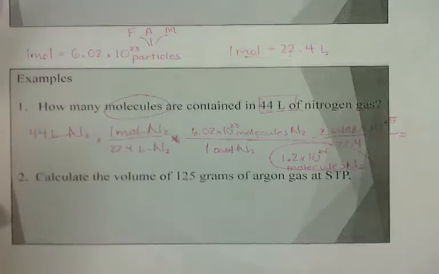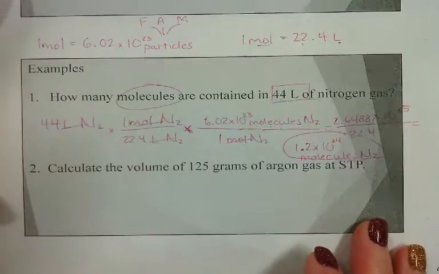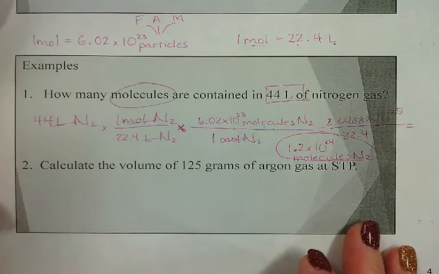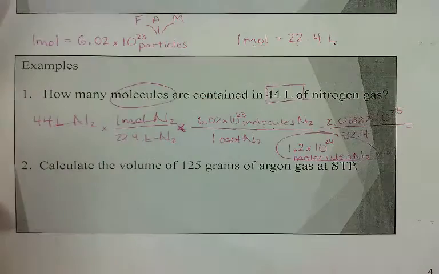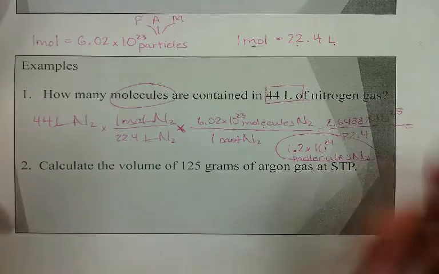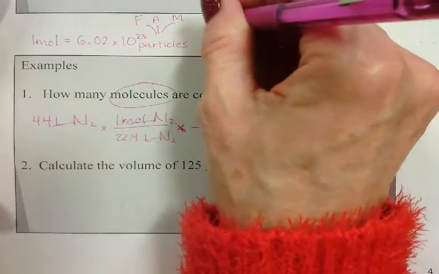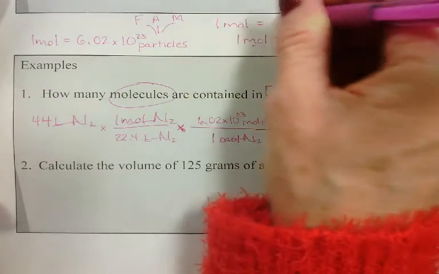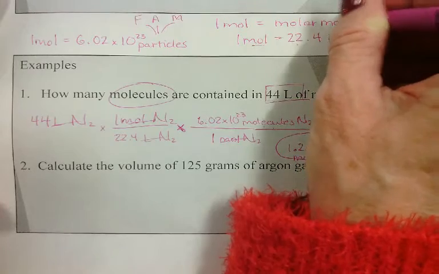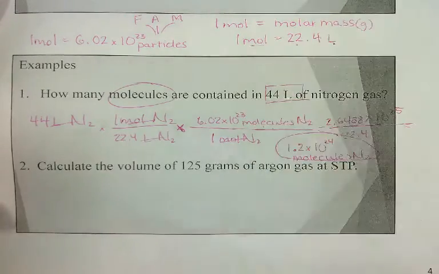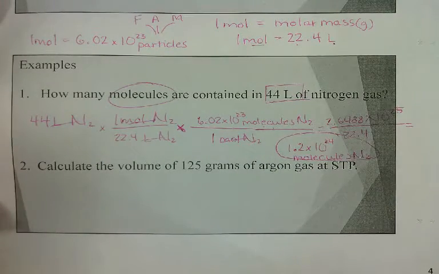All right, last one. Calculate the volume of 125 grams of argon gas. Oh my gosh, grams is not up here. But we have another conversion factor: 1 mole equals molar mass in grams. You had to know this was coming. Seriously, you had to know.